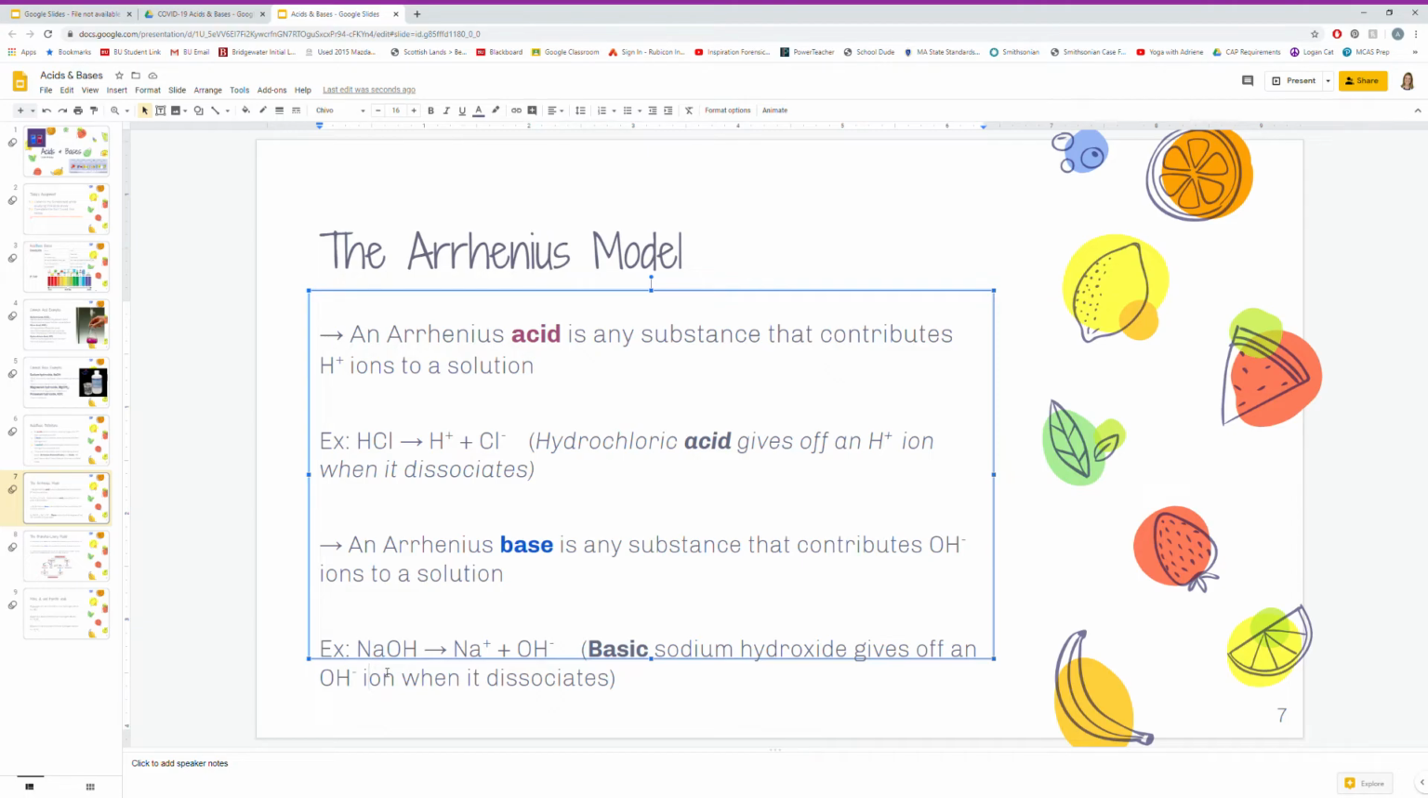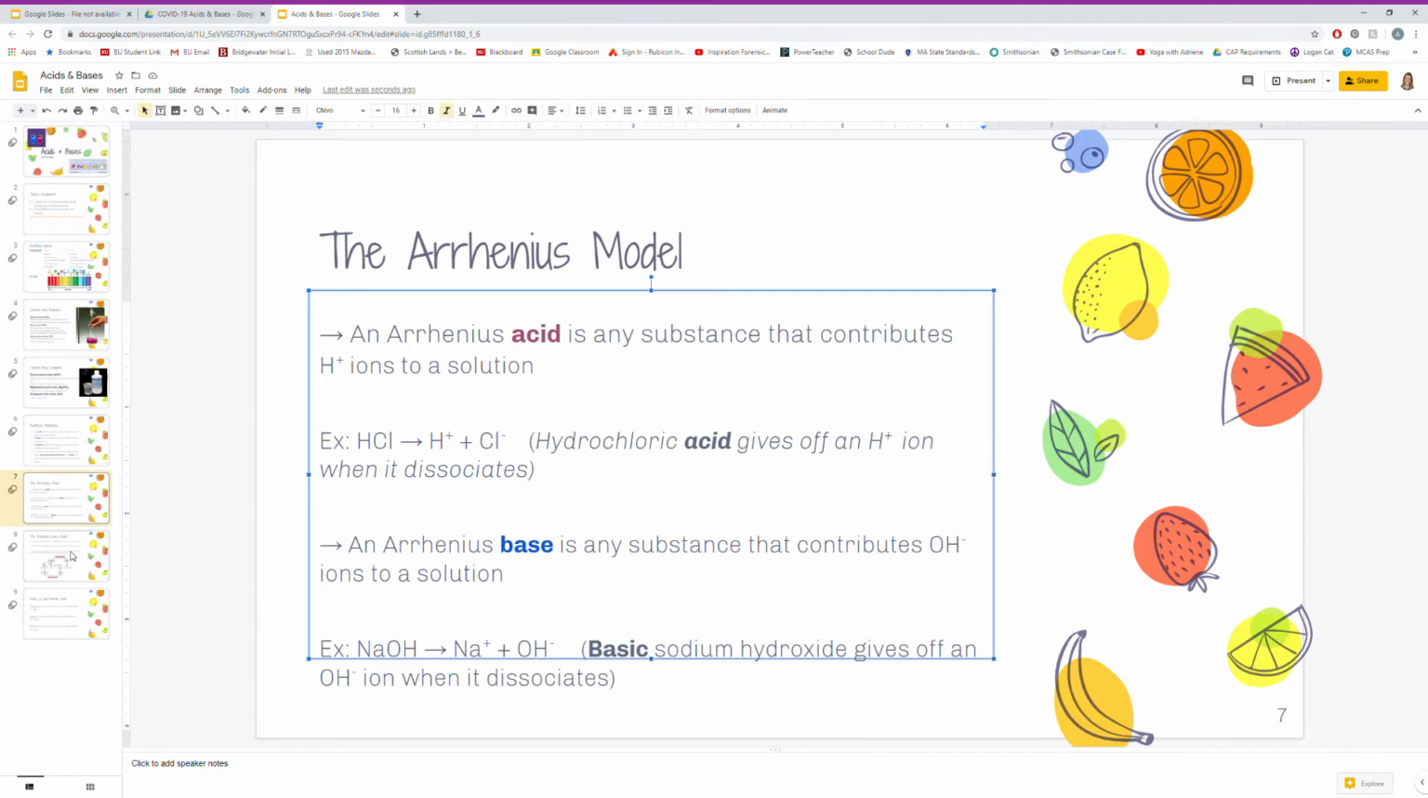Now, the reason that Arrhenius isn't so popular today is because, as you'll notice in the Arrhenius definition, it has to contribute this ion to solution. Not all acids are in solution, so that's one of the things that we don't love about Arrhenius: it's only considering acids or bases when you add them to water. Also, not all bases are going to donate OH- all the time. We're not going to talk about acids and bases that don't donate those, but it's not true of everything, and that's why Arrhenius is a little bit outdated.